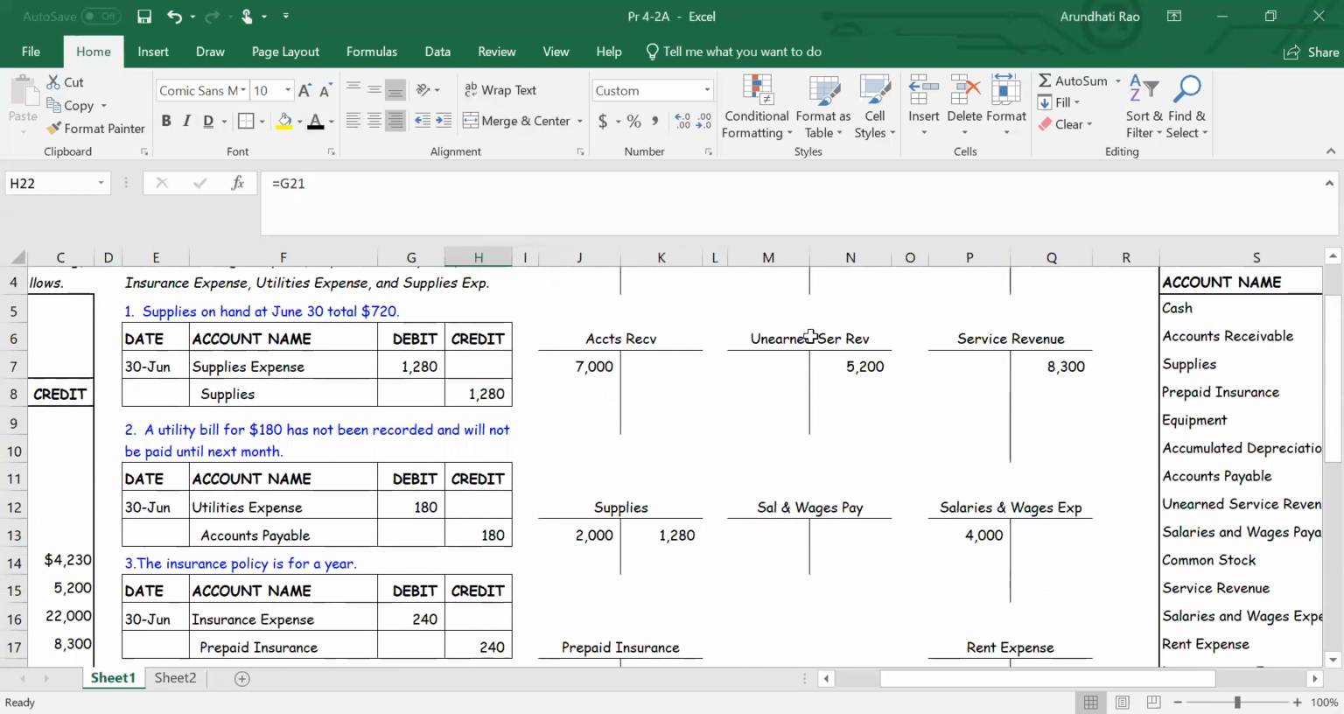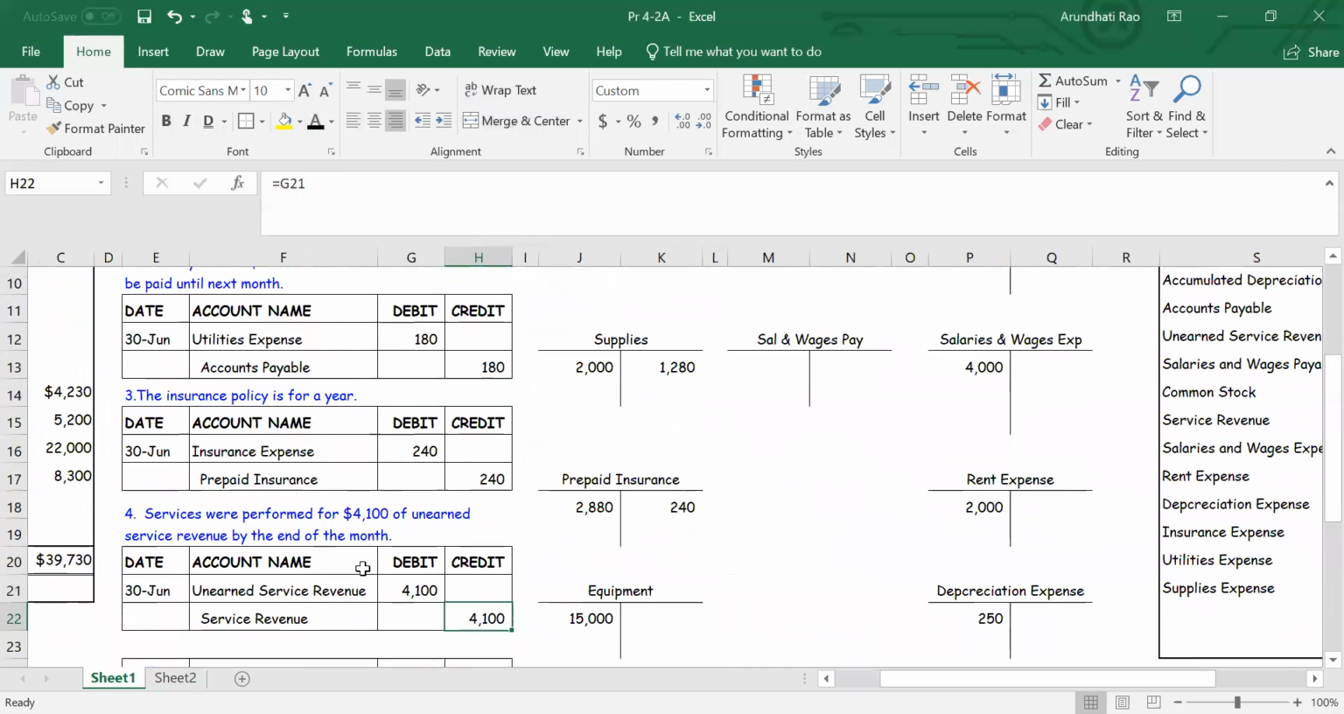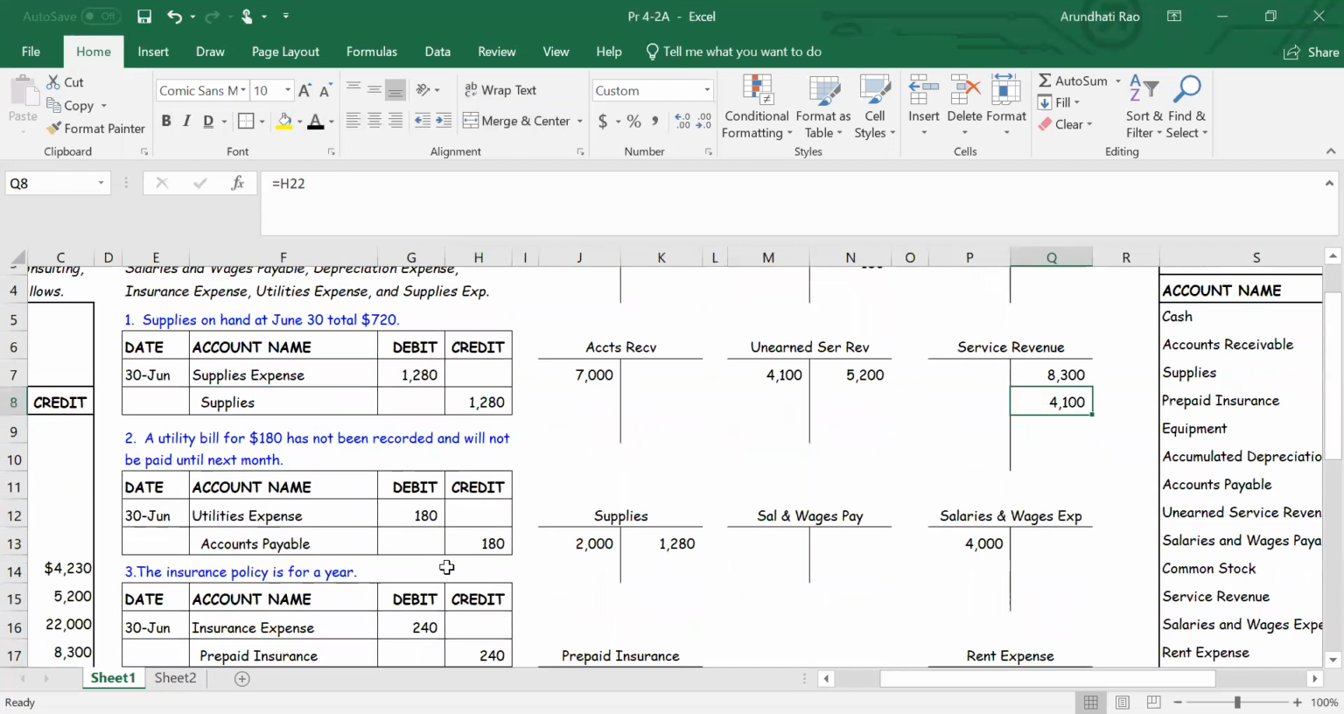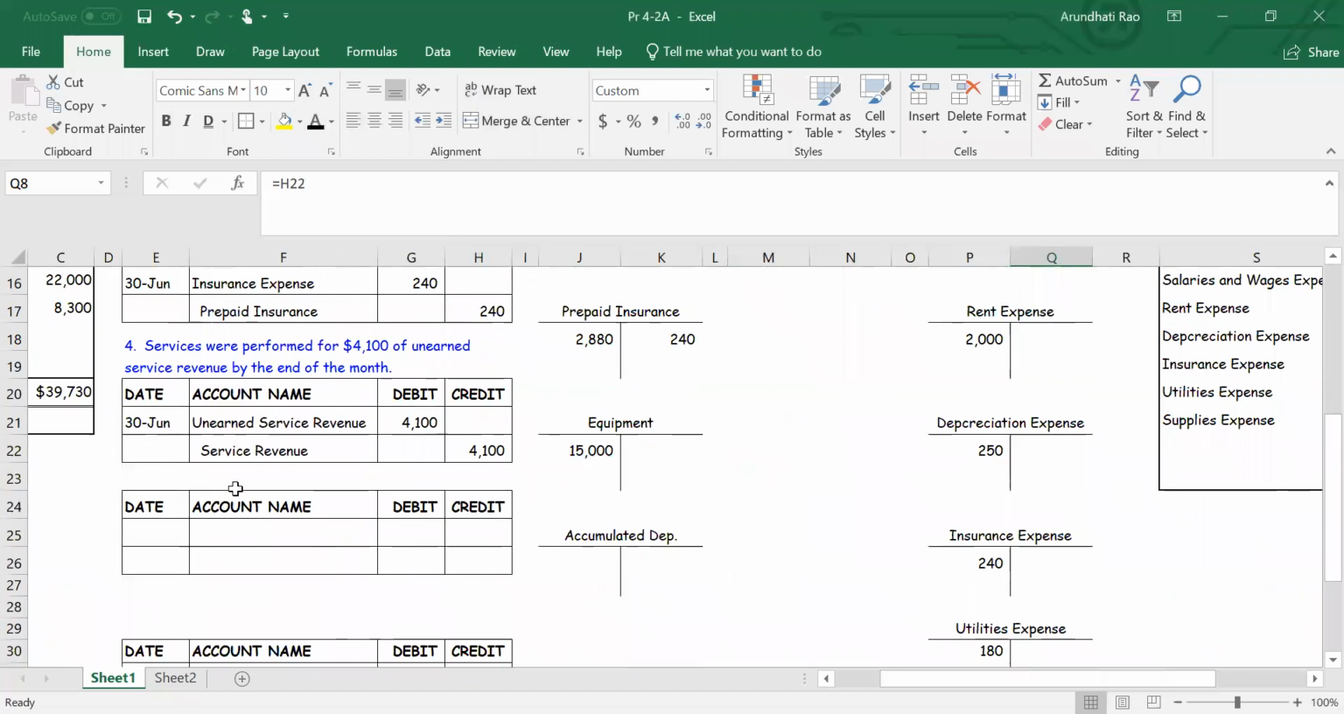Unearned service revenue is a liability. I'm debiting it in this journal entry. So on the debit side, I'm going to post 4,110, and that gets added to my revenues. So on the credit side for revenues, I'm going to put 4,110. So my liability is decreasing and my revenue is increasing by the exact same amount because I've done the work. Number 5.